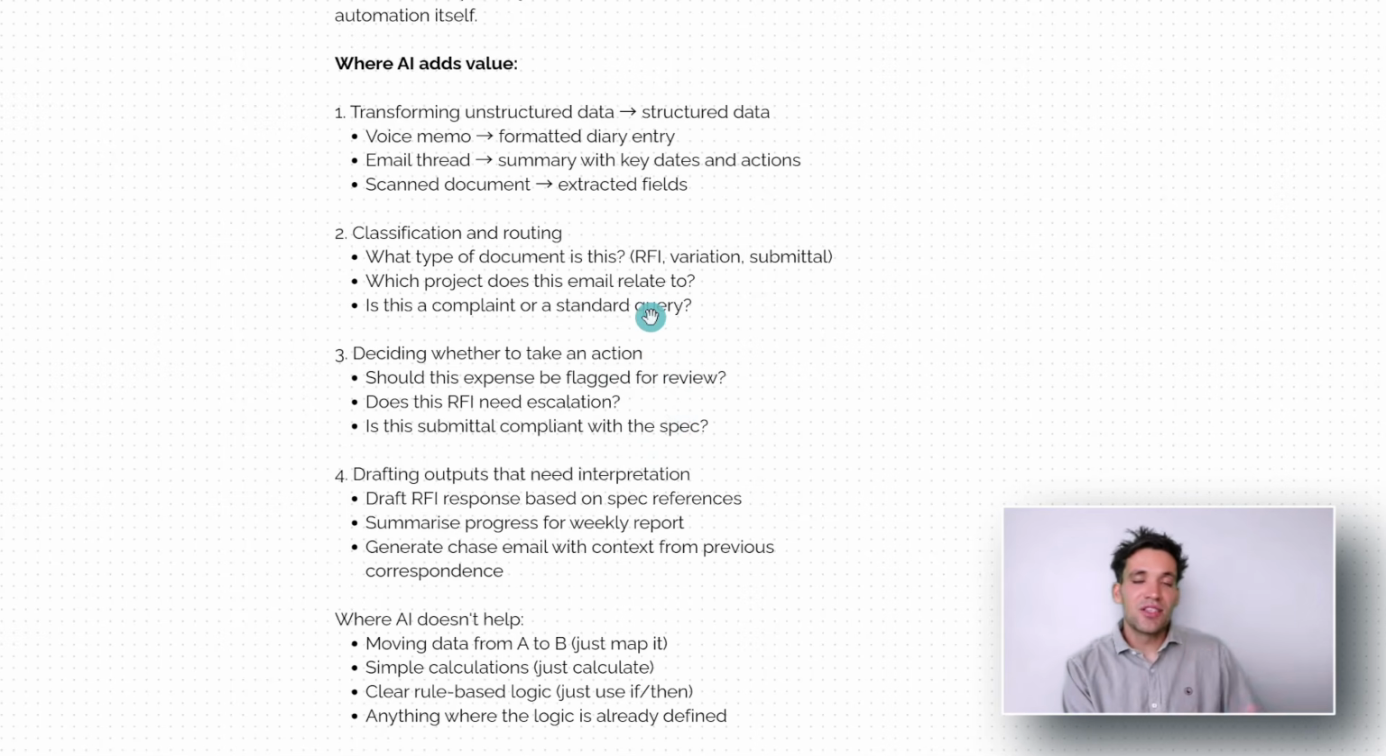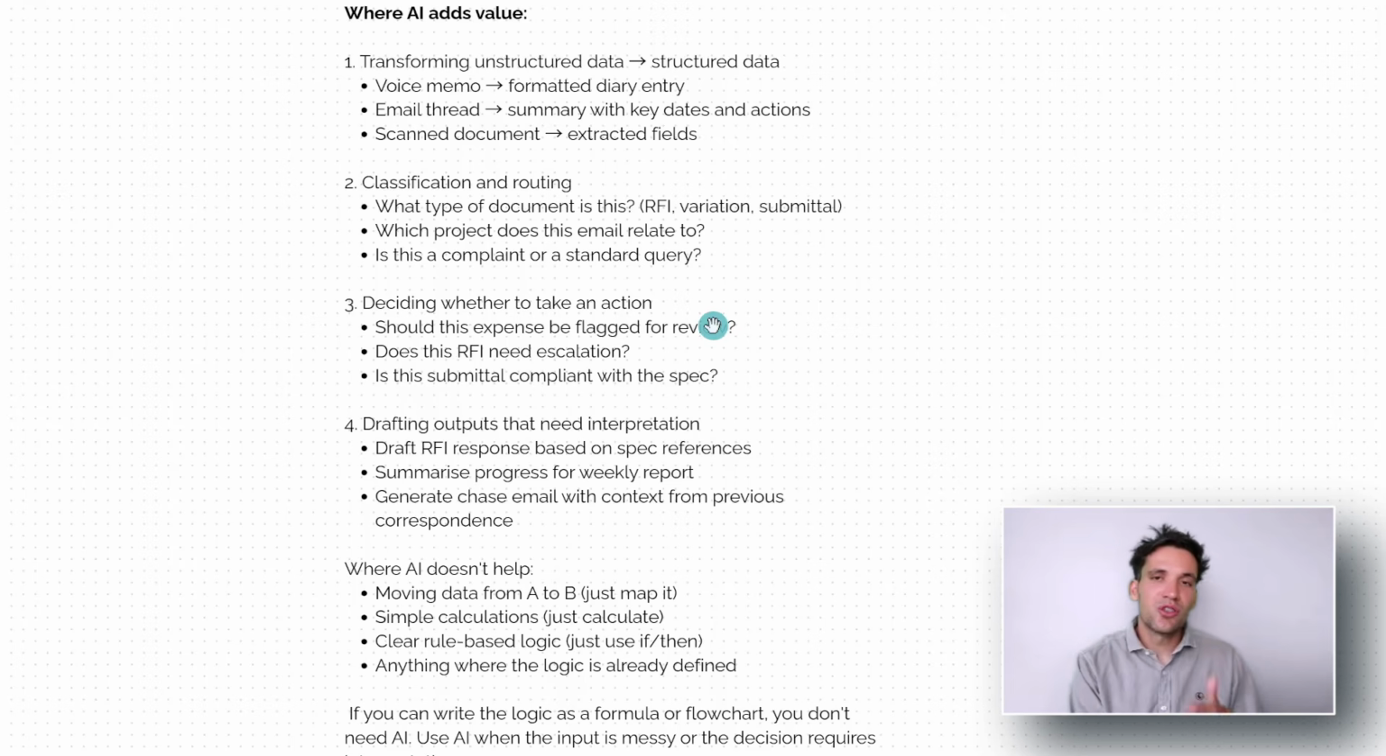Now, as an extension of classification and routing, you can use AI to then determine which action to take. Is the example I said, does the RFI need escalation or not? Or if you're receiving a submittal, is the submittal compliant with the spec? You could automatically reject it or ask your subcontractor to make these improvements based on the AI's first draft, so you're not wasting time reviewing it.